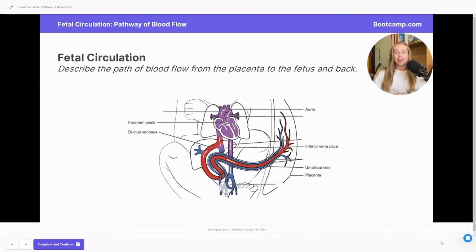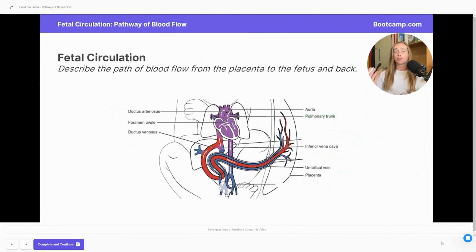Now to discuss our pathway of the oxygen-poor blood, starting at our superior vena cava. So from the superior vena cava, remember that the majority of the blood is going to enter into our right atrium and then pass into the right ventricle. Once the right ventricle has ejected the oxygen-poor blood, it's going to enter into the pulmonary trunk.